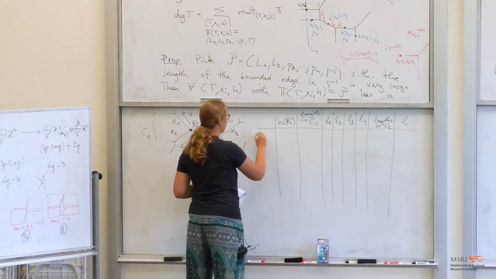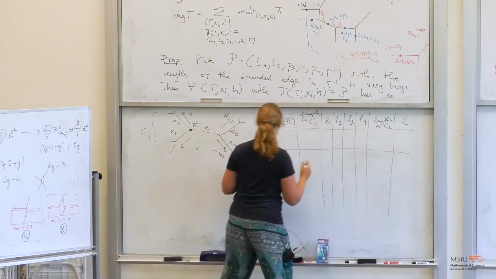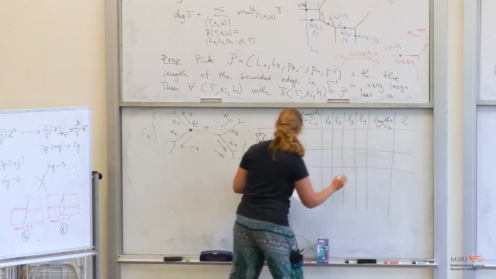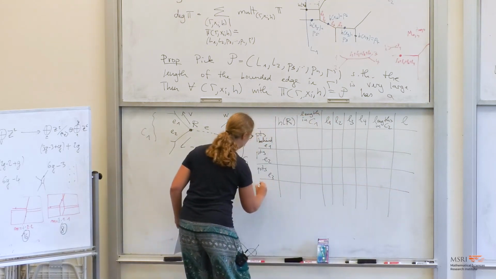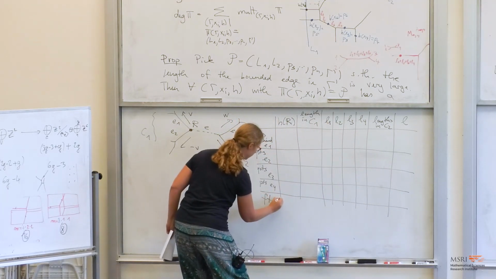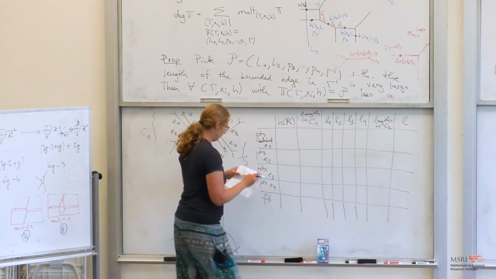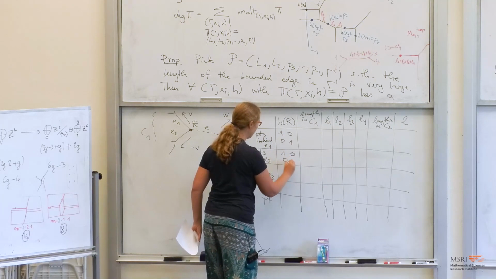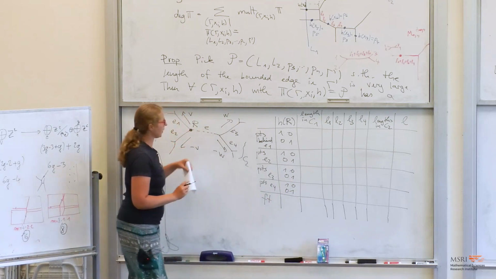I have points which are behind E1 and which I have to evaluate. I have points behind E2, points behind E3, points behind E4, and I have the forgetful map. Okay. Here we'll always have our unit matrix, of course, because we're just evaluating where the root vertex goes to.